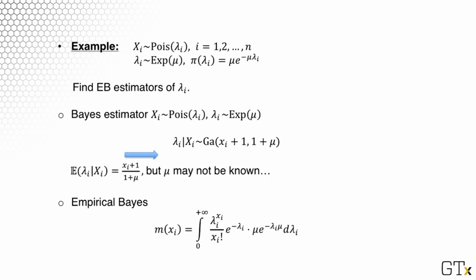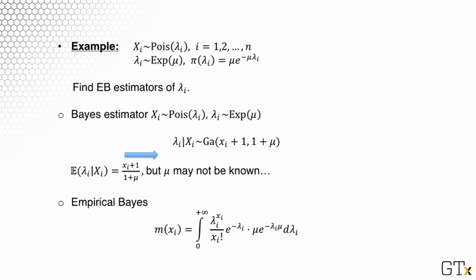This example has n Poisson observations with parameter lambda i. They are independent, but parameter lambda i has a prior, which is exponential with hyperparameter mu. Mu in this case is the rate parameter. We need to find empirical Bayes estimators of all these lambda i's. Notice that for all these n experiments, for all these n observations xi, all lambda i's are different, and we would like to find the lambda i for each.